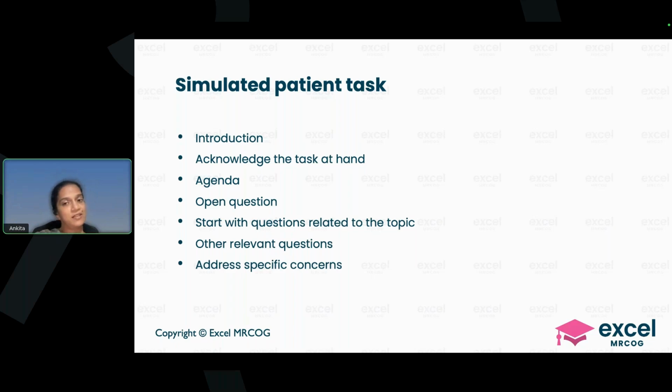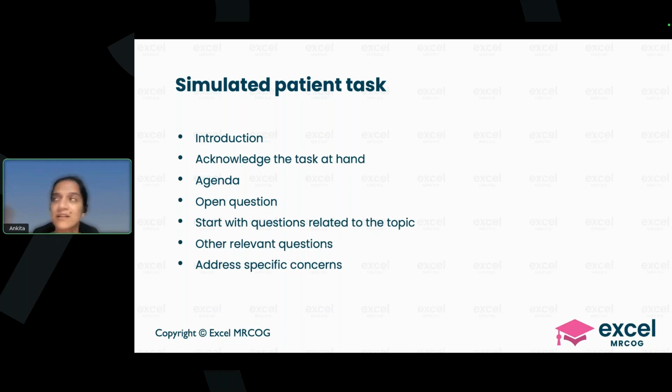At the end of the history, you can always say, thank you for that information. Is there anything specific you would like to know? Because at the end of history, if you practice in such a manner that you ask this question, is there anything specific that's on your mind? She's likely to tell you things that she has not told you and you may have missed in history. And at the same time, she's going to tell you what exactly she wants to know about the condition.